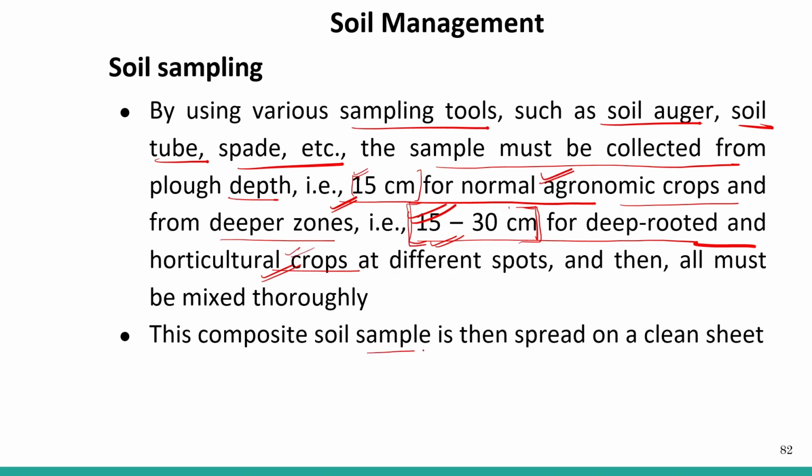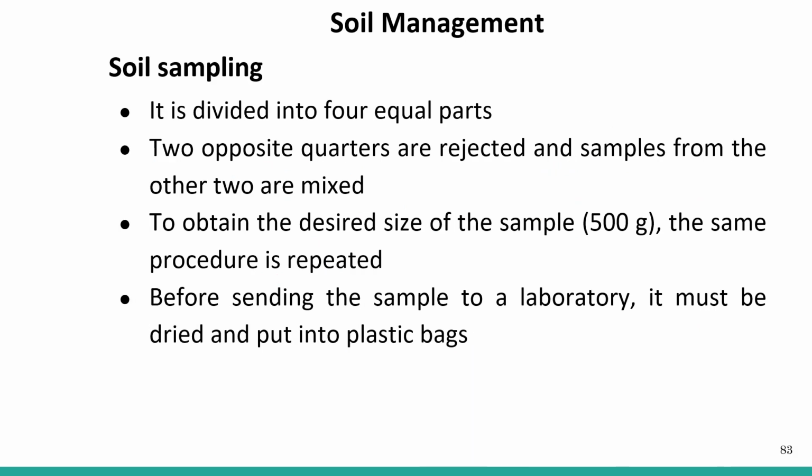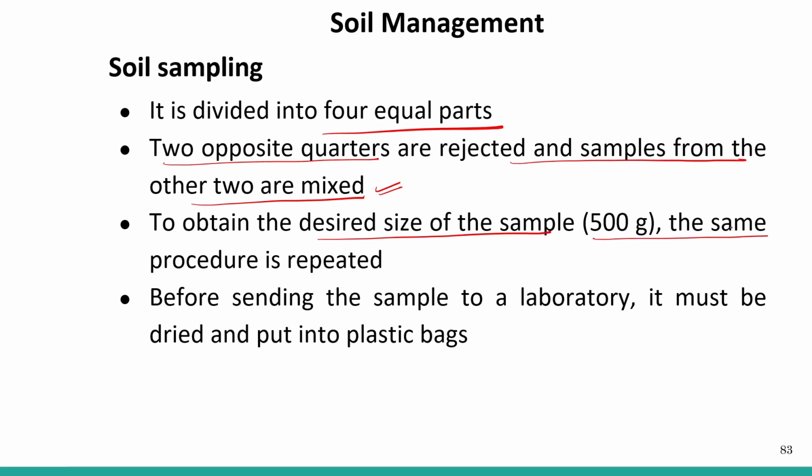This composite soil sample is then spread on a clean sheet. If the sample is taken, then it must be spread on the clean sheet. It is divided into 4 equal parts and 2 opposite quarters are rejected and the samples from the 2 other quarters are mixed. To obtain the desired size of the sample, 500 gram, the same procedure is repeated.